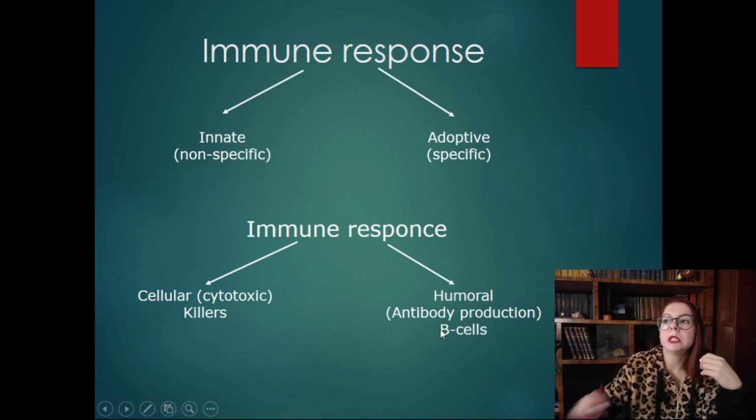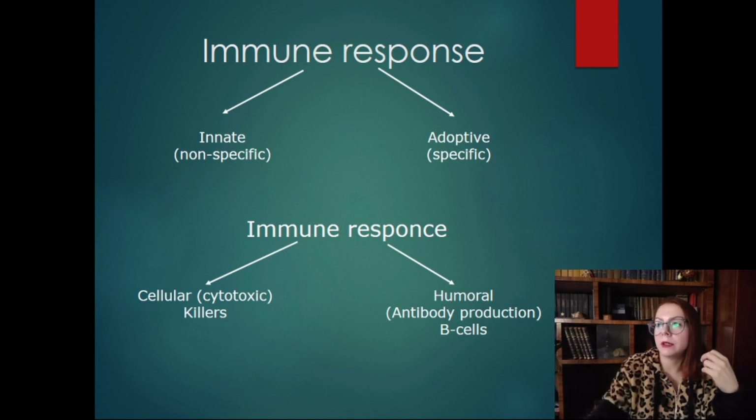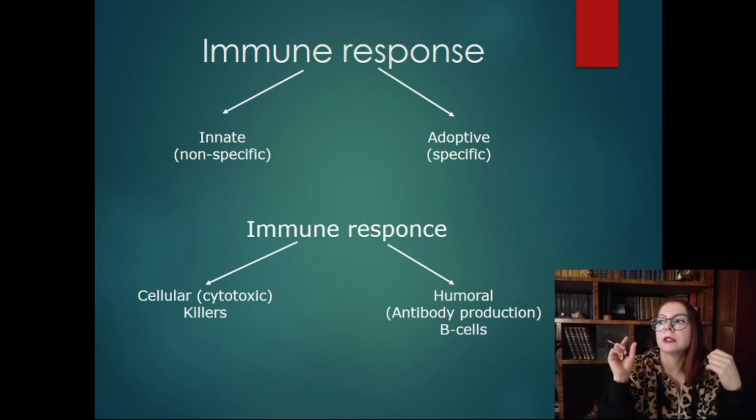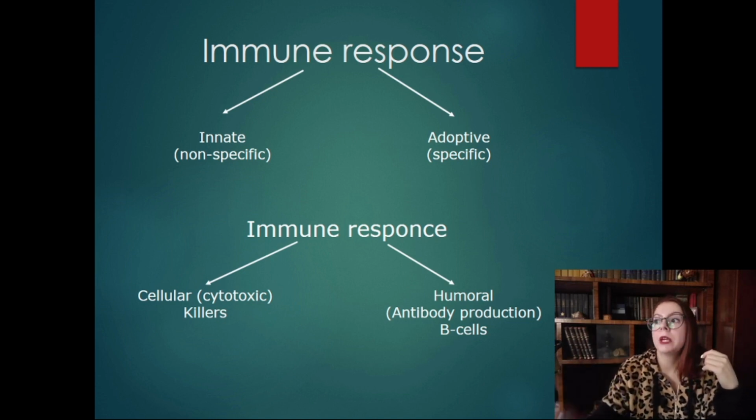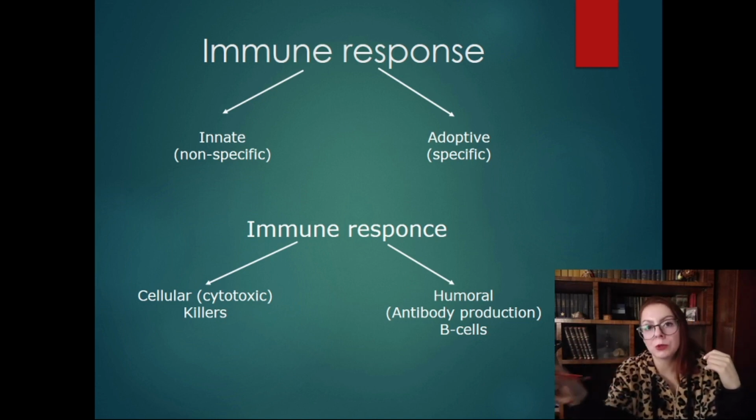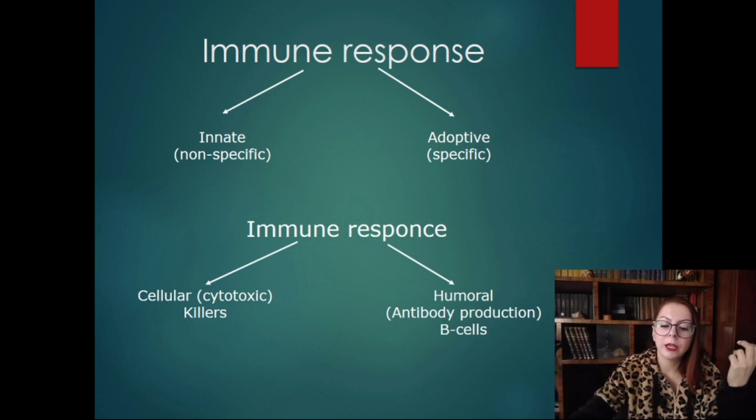B cells themselves do not attack foreigners, but they produce special proteins, antibodies, which are highly specific to exact antigens. Antibodies interacting with the antigens neutralize them and help neutrophils to phagocytose them. In this way, antibodies help to eliminate antigens out of our organism.